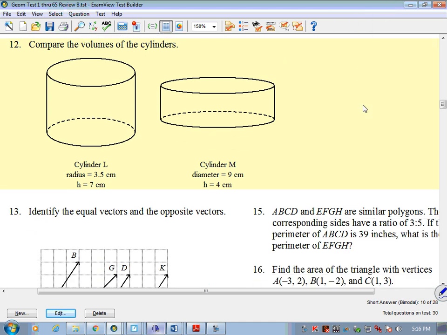12, compare the volumes of the cylinders. Volume, as in most figures, is area of the base polygon times height. But when we're talking about cylinders, that area of the base polygon means pi r squared times height. So I've got to do that with each of these. That right there will throw you off, and you'll get the wrong answer because people will look right past that.